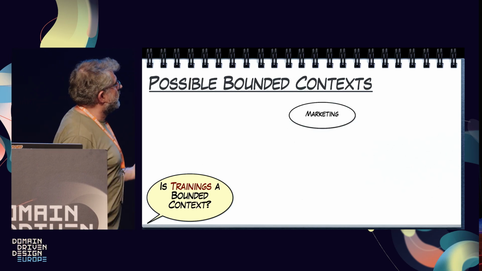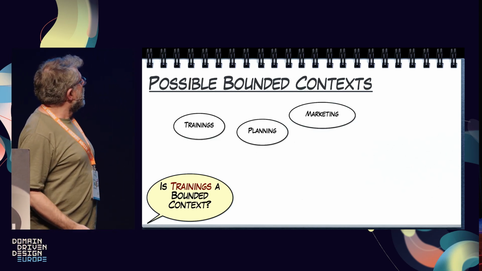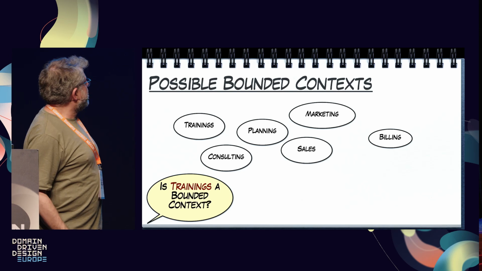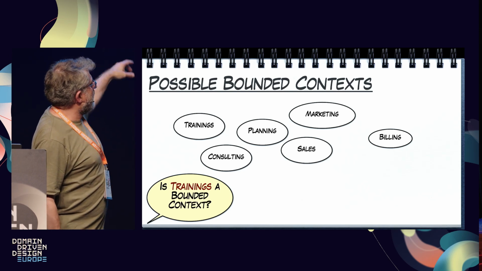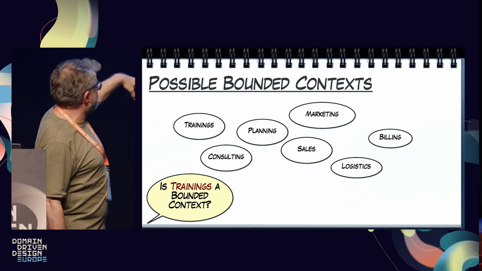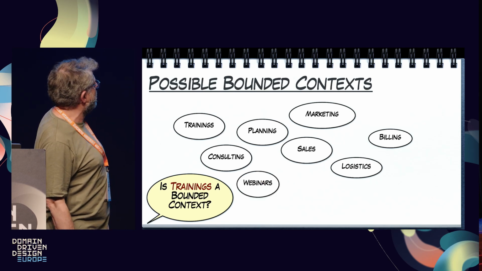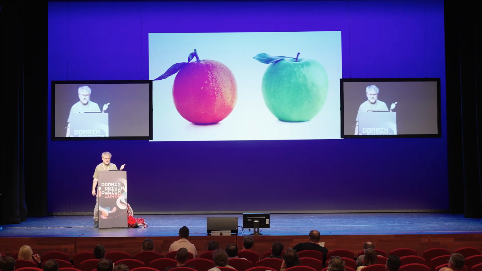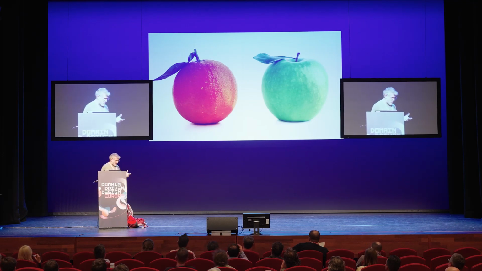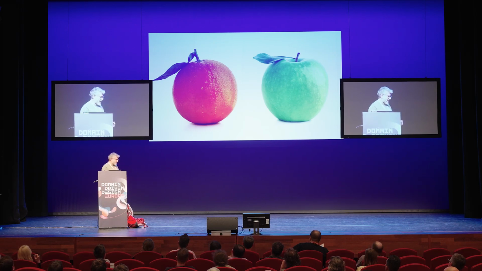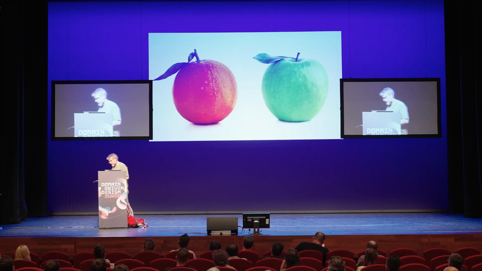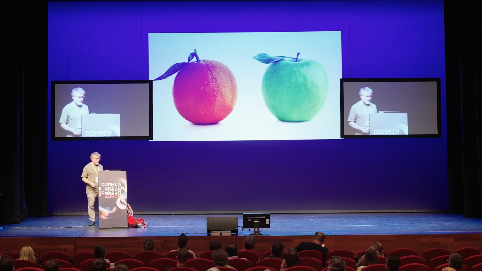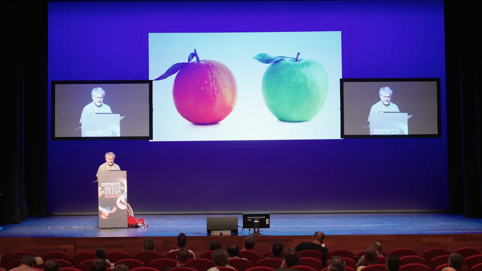Okay, so we started looking for the possible bounded contexts in our scenario, and some of them were the obvious things, like where we're offering trainings and workshops, but also consulting. We have a planning problem, marketing, billing, sales, logistics. And it started to look like this. Like, well, training is not exactly the same thing, because we have a little bit of planning inside the training organization and planning also inside the consulting. We have billing for both of them. So this idea was not working that well.